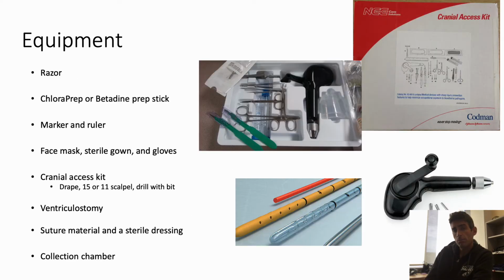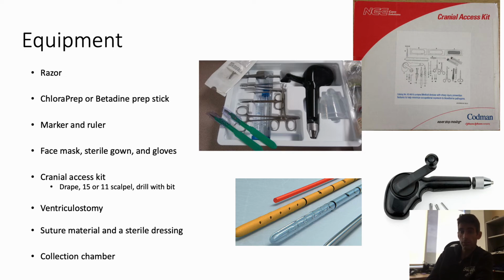And let's go over then the placement of the catheter itself. So the equipment, you need a razor, so to shave the head, to remove hair from where you're working. You can use any kind of prep, so ChloraPrep or betadine prep, a marker and a ruler to mark out the landmarks where you want to start your incision, start your drilling, and place your catheter. Face mask, sterile gown, and gloves to protect you and the patient.